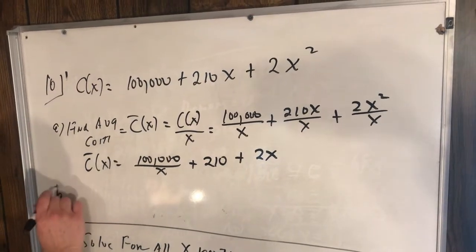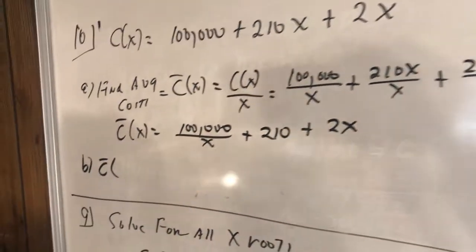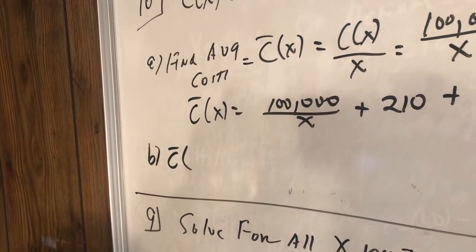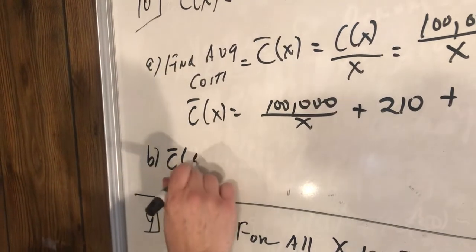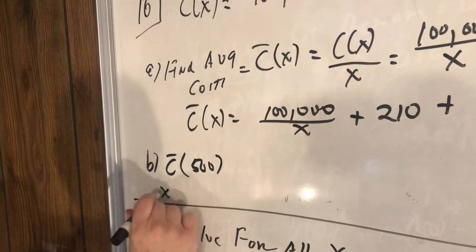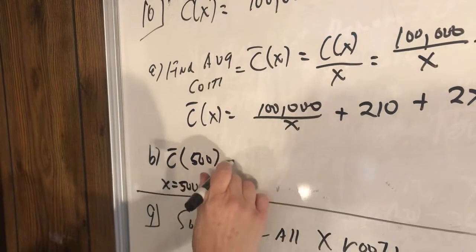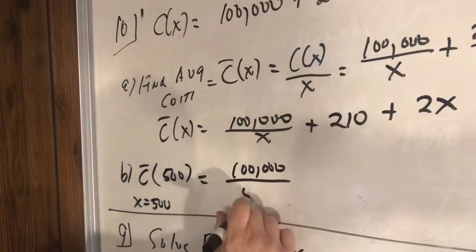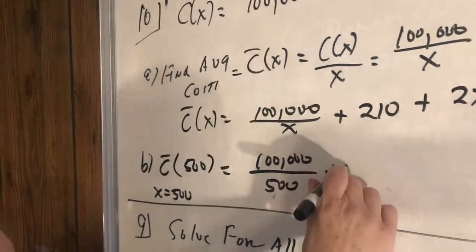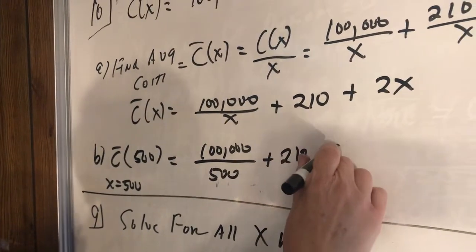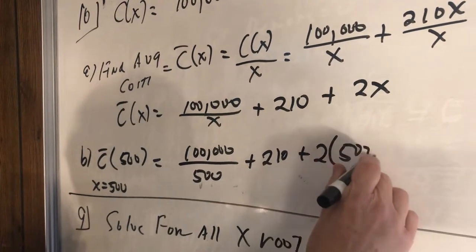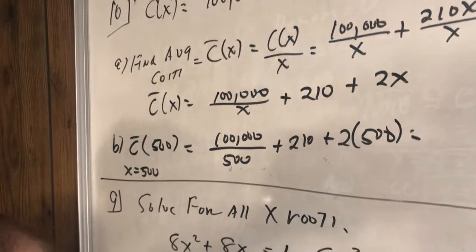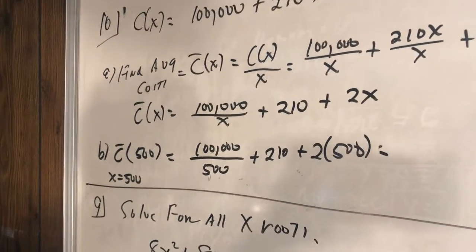So part B, find the average cost when x equals 500. So x equals 500. That's going to be 100,000 over 500 plus 210 plus 2 times 500. Okay, let me erase this down here.